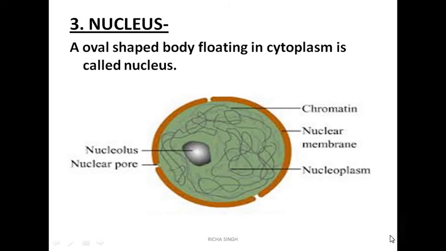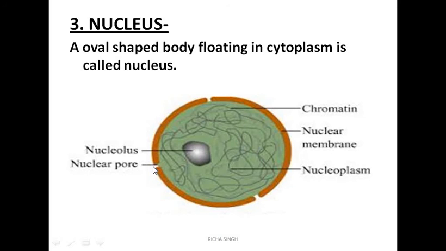Then there is nucleoplasm. What is nucleoplasm? This green colored substance here is nucleoplasm. It is a fluid present between the nucleolus and nuclear membrane. So these are the different parts of the nucleus. Learn them, they are very important: nucleolus, nucleoplasm, nuclear membrane, and chromatin. In some books you can see that chromosome is also written there.